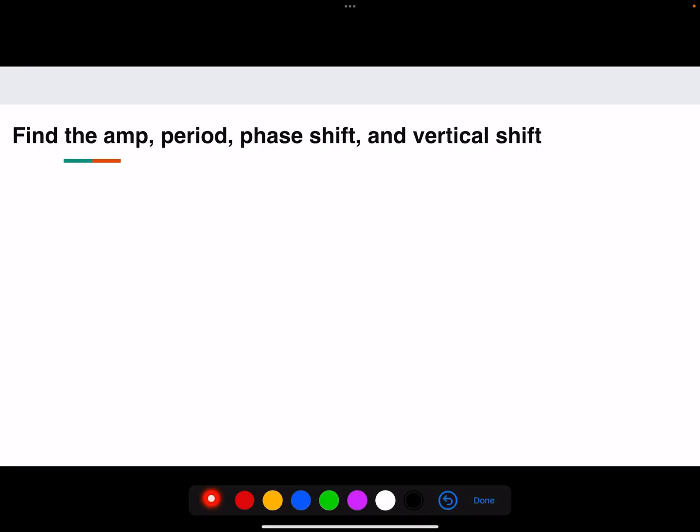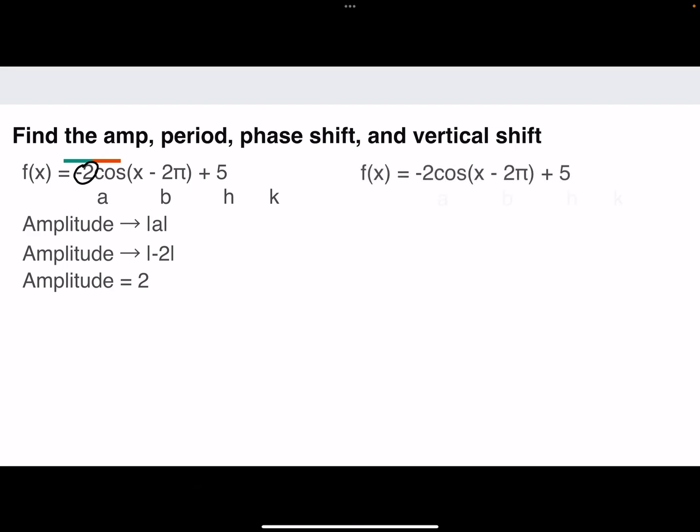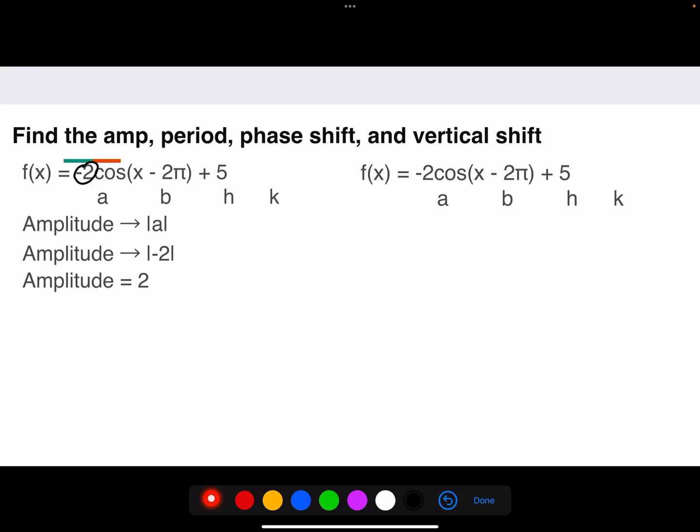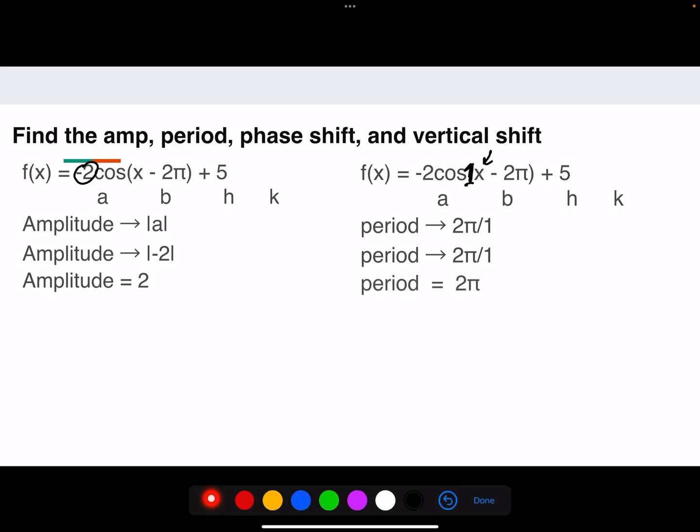All right, and finally, this problem is a little bit more difficult. Our amplitude is going to be this A right here. I'm going to take the absolute value of that -2, and the absolute value of -2 is 2. This messes it up a little bit when it comes to the period. I want to find this B. Notice there's no number in front of this X. If there's no number there, it's just a 1. So on this problem, I'm just going to do 2 pi divided by 1, and so my period is going to be 2 pi. That just happens if there's no number in front.